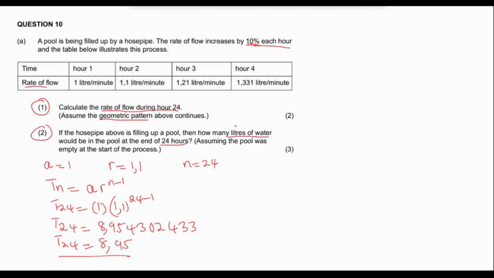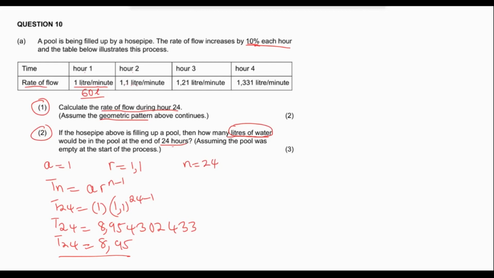So this is the key here. We're looking for the liters of water that will be in the pool at the end of 24 hours. So now we have to be careful here. So this is 1 liter per minute. It means at the end of 1 hour, how many liters do we have? We have 60 liters, isn't it? Because in 1 hour we have 60 minutes. So 1 liter per minute means we have 60 liters.